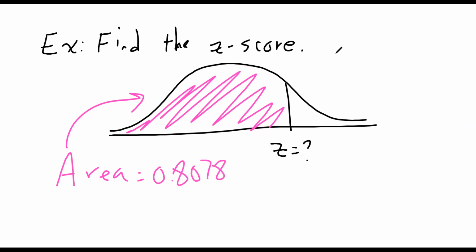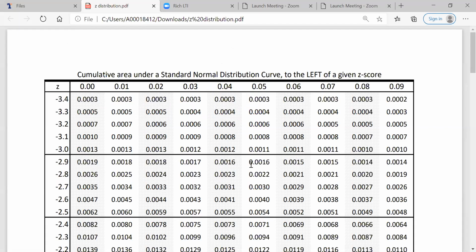All right, so how do we reverse engineer this? Well, literally work the chart backwards. The information that we're given is an area. The left areas are inside the chart. So we have to go scouring through the chart looking for that correct left area. All right, so we're going to look for 8078 inside the chart. 8078. Well, they start out pretty small.